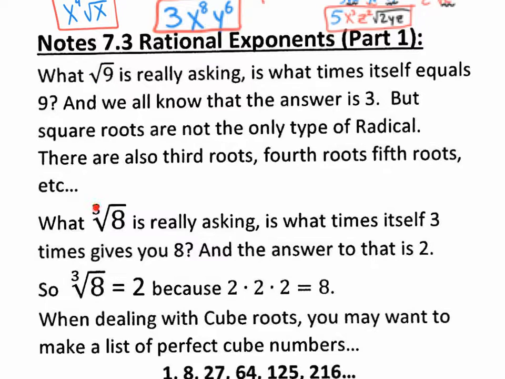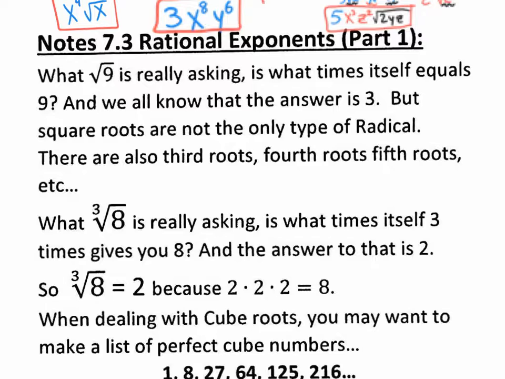Now, when we look at this, it's red with the 3 right here. That's no longer a square root. This is a square root, but this right here is a cube root. Okay? So what this is asking is what number times itself 3 times will give you the answer 8. So that answer would be 2, right? So the cube root of 8, or the third root of 8, that answer's 2. Why? Because 2 times 2 times 2 is 8.